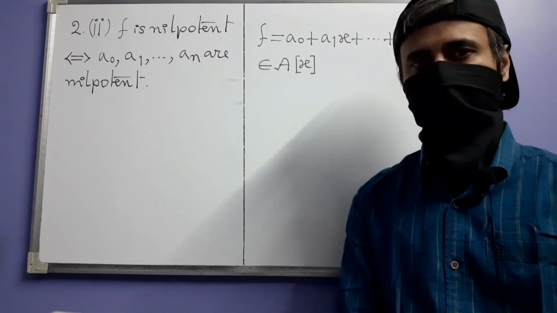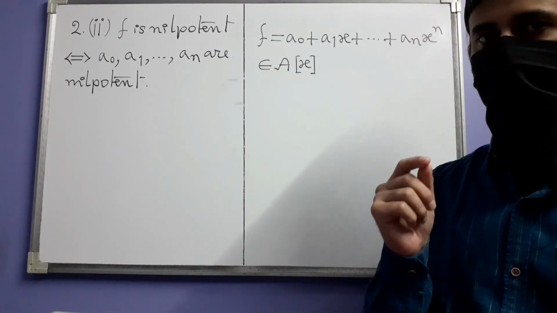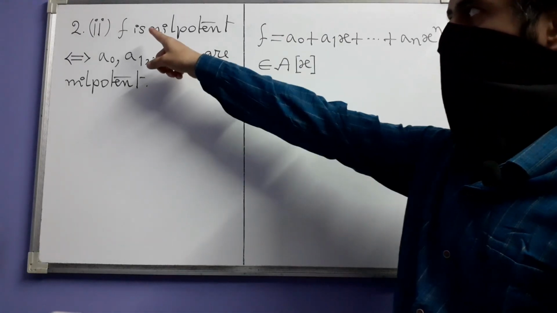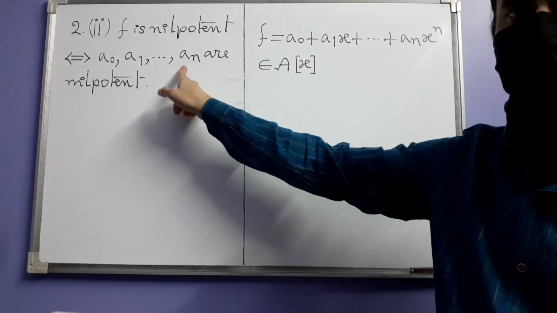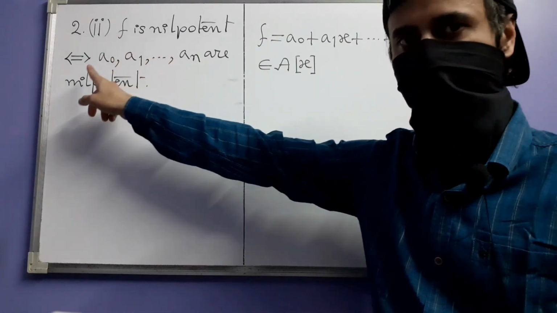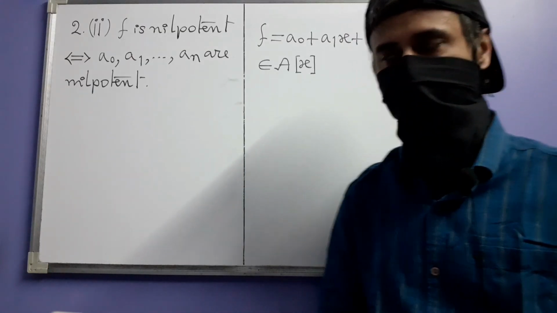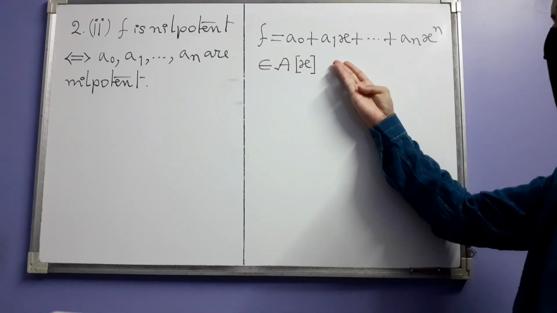So we continue our solution of the second exercise. If you recall, we have solved only part 1. So this is part 2. F is nilpotent if and only if these ring elements ai, where i varies from 0 through n, are themselves nilpotent. And just to recall what F was, this was F.